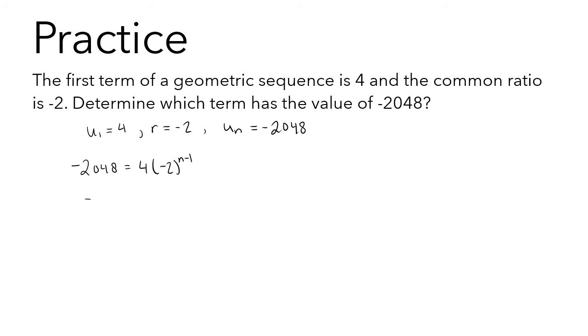Divide by 4 on both sides, which gives me -512 equals -2 to the n minus 1. I'm going to take the logarithm, but logarithm base -2 doesn't exist, so I'm going to do it as if it was positive, and I know it will be the same answer. So I'm going to do log base 2 of 512 equals n minus 1. Log base 2 of 512 is 6, then 6 plus 1 is 7. So I know that -2048 is the 7th term of the sequence.